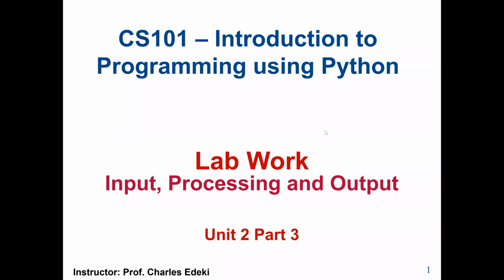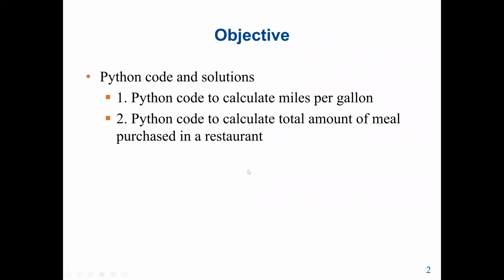Again, welcome to CS 101, Introduction to Programming Using Python. This lab work covers Chapter 2 of our course textbook. That's input, processing, and output. Our main objective is to use the Python code to calculate miles per gallon and also calculate the total amount of meal purchased in a restaurant.